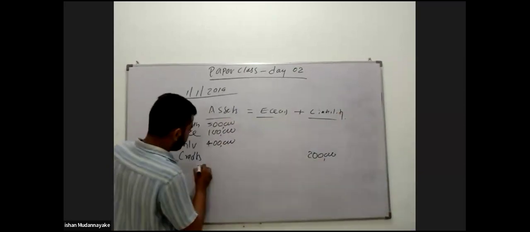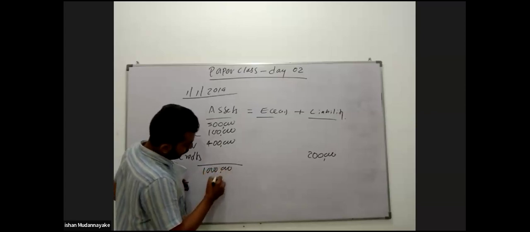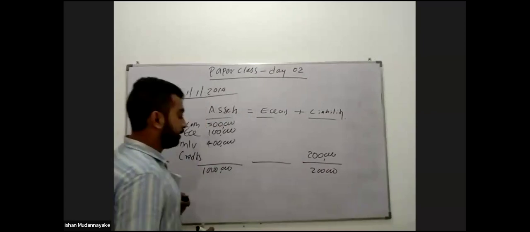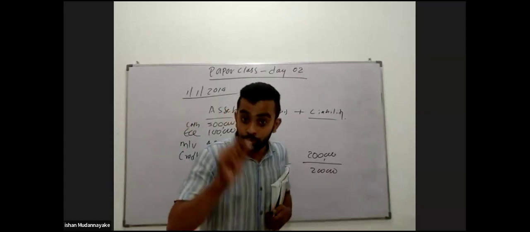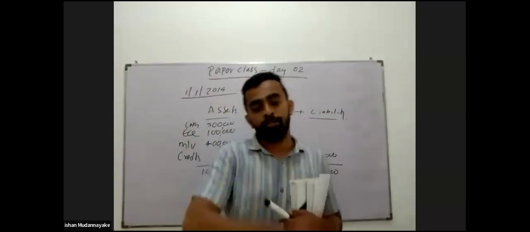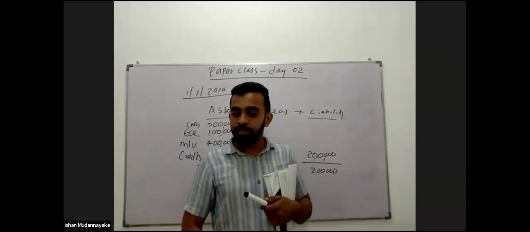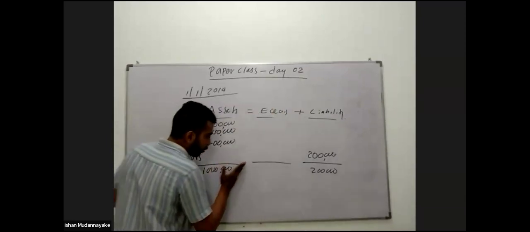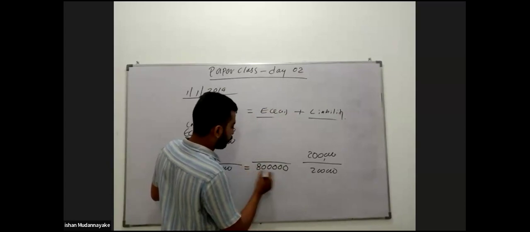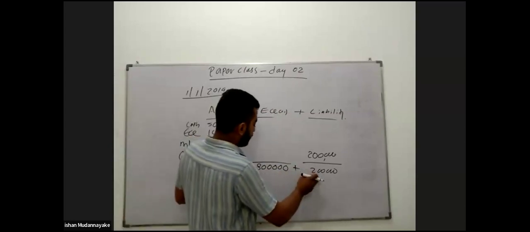Opening cash of the business organization, how much? 1 million. Opening liability, how much? 200,000. Opening assets minus opening liability, the remaining balance belongs to whom? The remaining balance belongs to the owner. In this partnership business, opening assets minus opening liability, the opening equity is 800,000.